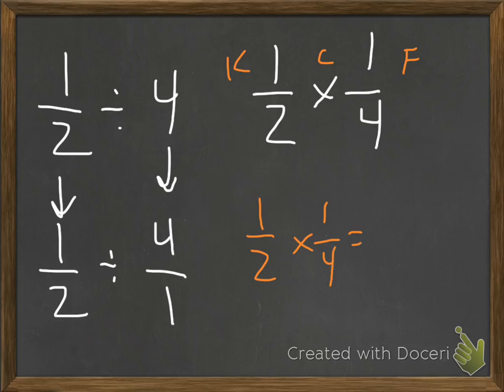And now we'll get common fractions. 1 times 1 is 1, 2 times 4 is 8, so 1/8 is your answer.